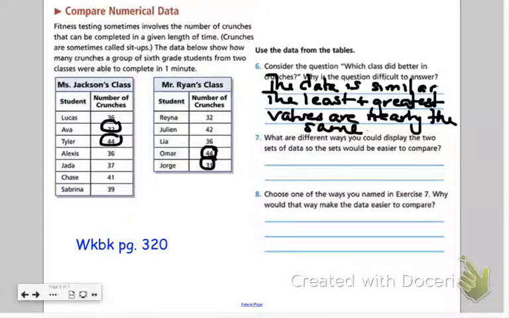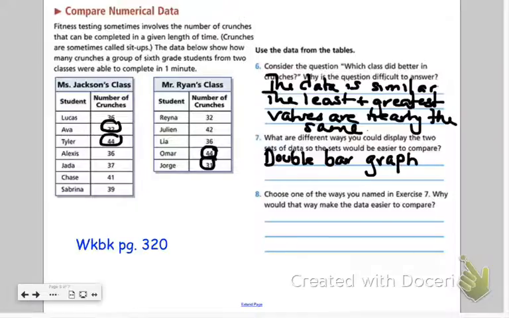What are some different ways that you could display the 2 sets of data so the sets would be easier to compare? Let's see, I'm thinking a bar graph would probably be a double bar graph in this case. A double bar graph would be a great way to compare the 2.